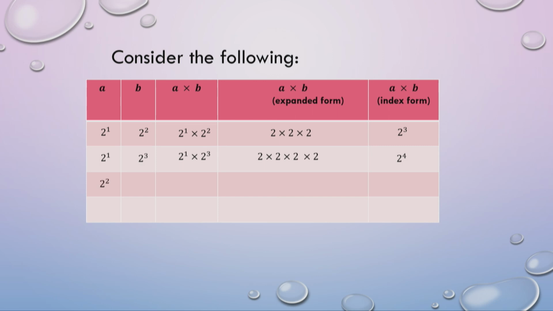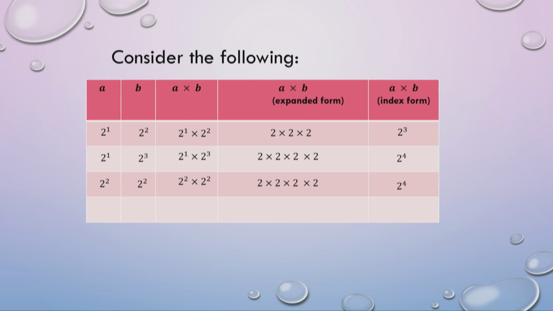Next one. A is 2 to the power of 2, B is 2 to the power of 2 again, so A times B will be 2 to the power of 2 times 2 to the power of 2. Writing in expanded form, I will have 2 times 2 times 2 times 2, and in index form, it will be 2 raised to the power of 4.